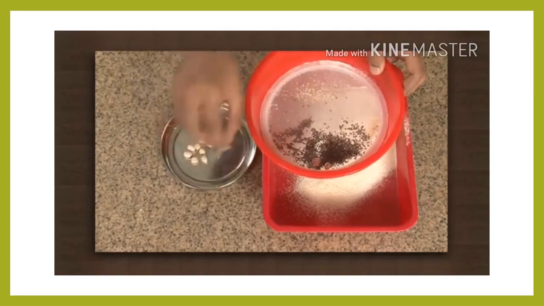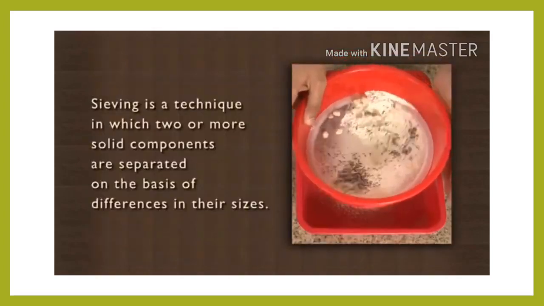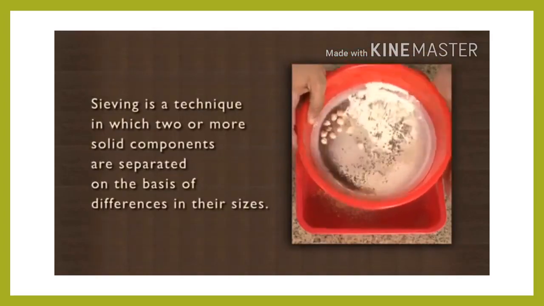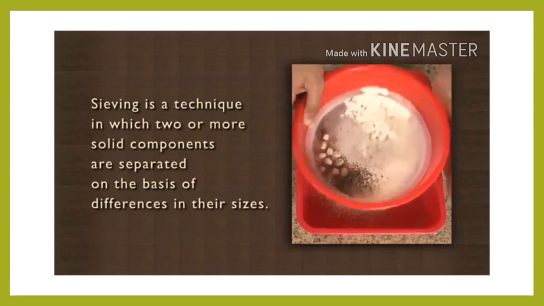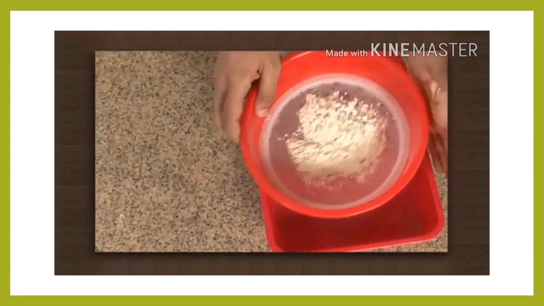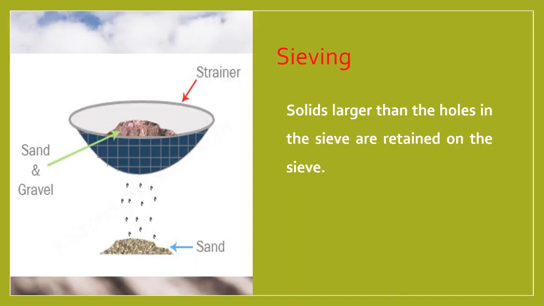This method of separation of particles from a mixture based on the difference in size of particles is known as sieving. Sieving method is used when one of the components is larger than the holes in the sieve. The smaller components pass through the holes in the sieve while the larger components are left behind.